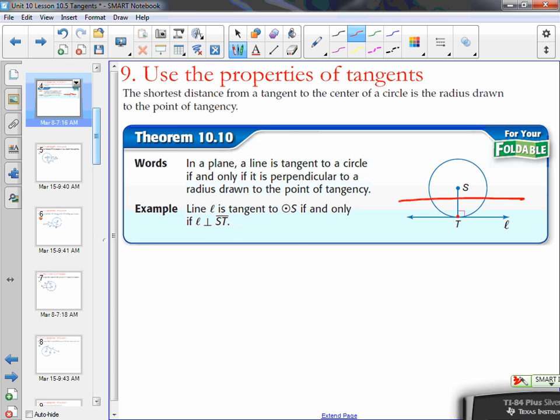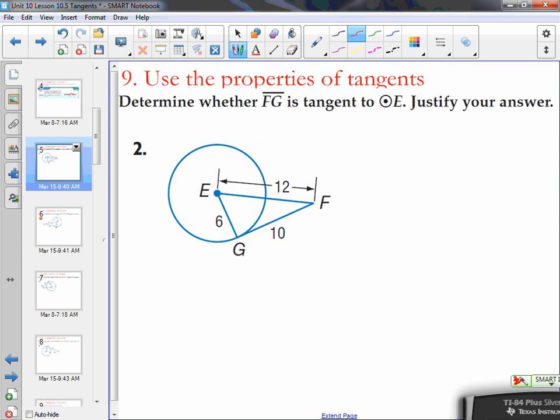All right, let's see how this works out. So let's do a few more from your assignment. It says determine whether segment FG is tangent to circle E and justify your answer. So look what we have here. We have segment FG, and we want to know whether or not it's tangent. Well, according to our theorem, for it to be a tangent line, what has to be true when that radius intersects it? It's got to be perpendicular, doesn't it? How are we going to decide whether or not that's a right angle?